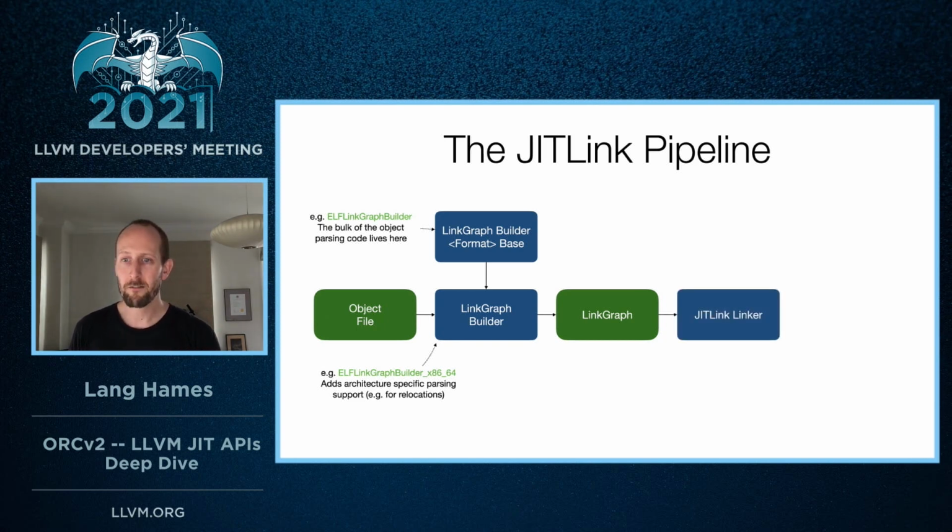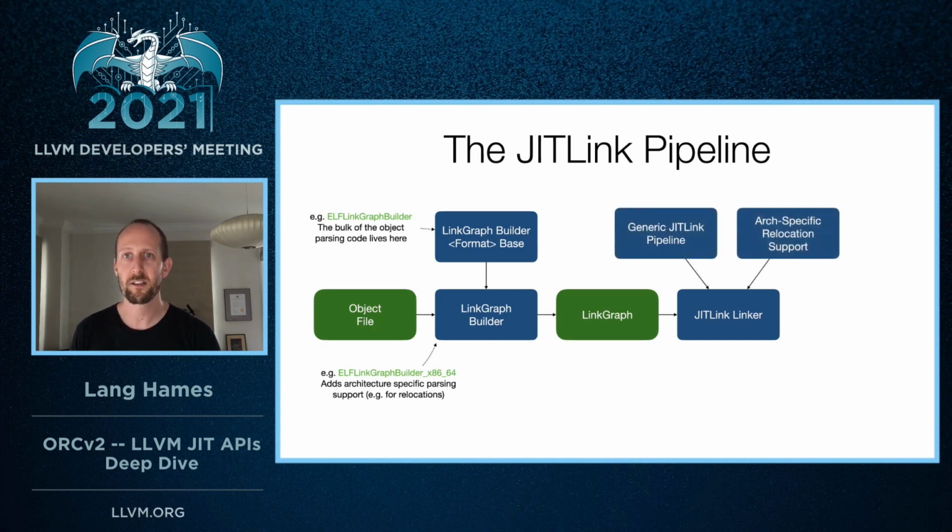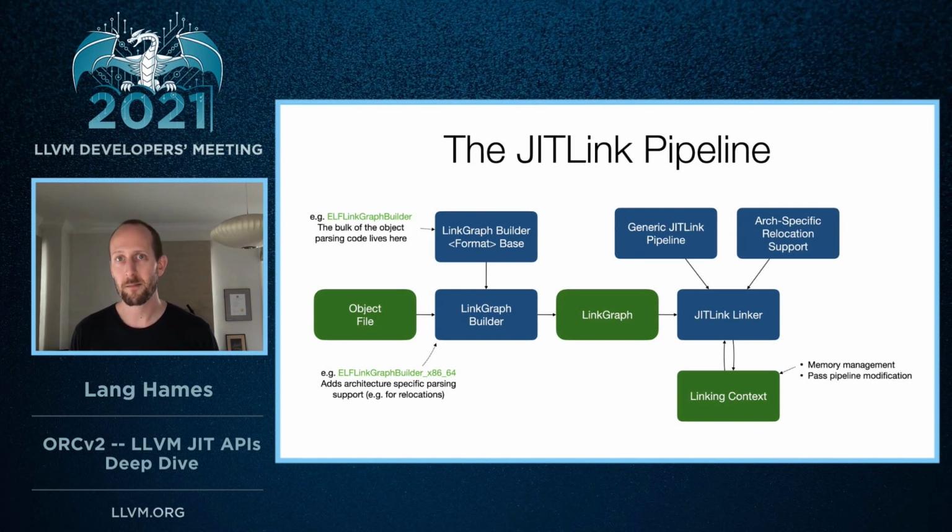Now, once you do have your link graph, you run that through your JITLink linker. Even more so than the link graph builder, this is just a mix-in of two things, a generic JITLink pipeline and the architecture-specific relocation support. And we're linking a single object file here, so we have to link it into something, and that something is a linking context. The linking context provides the memory management that we'll use to get JITted code into the executing process. It handles pipeline modification to install user-supplied passes. So we've structured our linker as a pipeline. The linking context is going to be able to modify that pipeline to insert your passes.